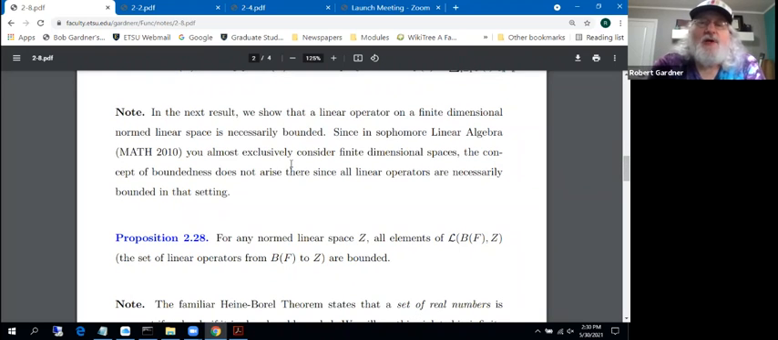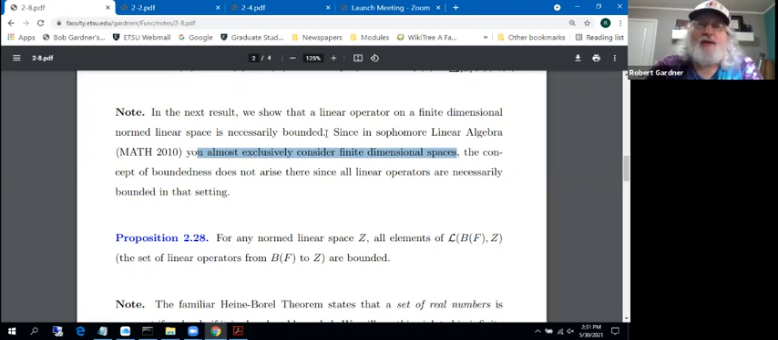So we're going to shift gears now and talk about linear operators to a fair extent. The next result shows that a linear operator on a finite dimensional normed linear space is necessarily bounded. You didn't talk about that in sophomore linear algebra. Well, sophomore linear algebra is almost exclusively about finite dimensional spaces, and we're about to show that linear operators on finite dimensional spaces must be bounded, so there's no need to talk about boundedness.